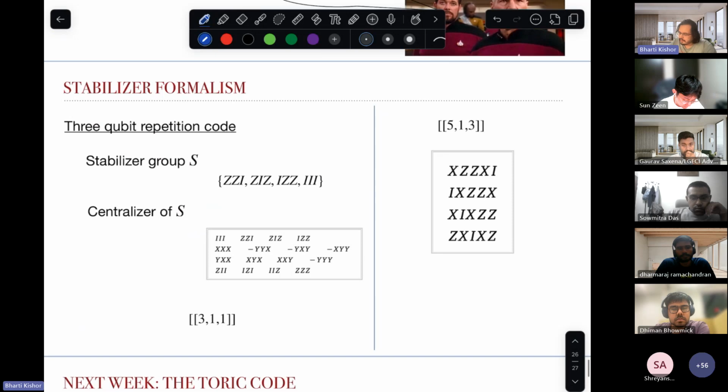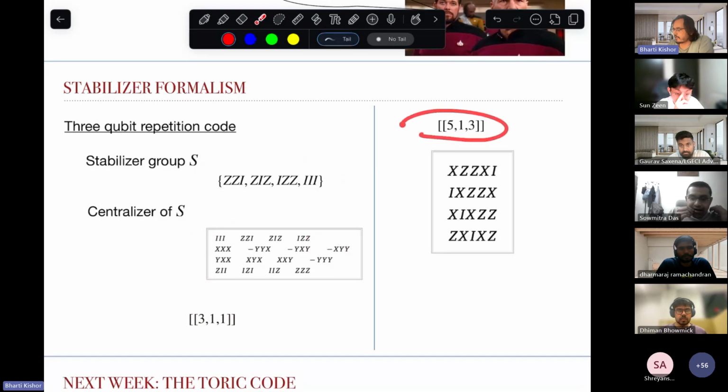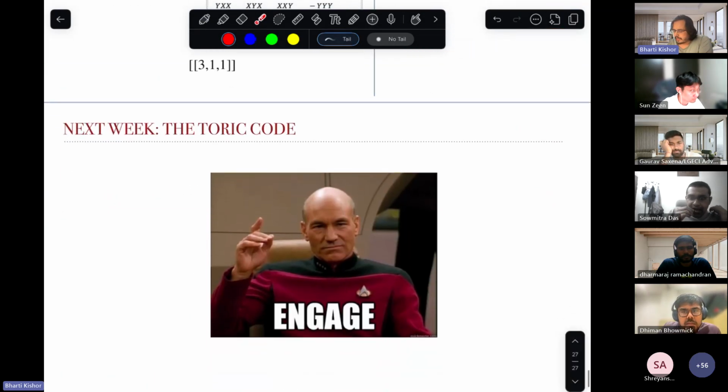So yeah, for the 3-qubit repetition code, the stabilizer group that we had was this, this is the centralizer, and this is how it looks. For the 5-qubit stabilizer code, you can figure out these things yourself. Next week we will talk about the toric code.